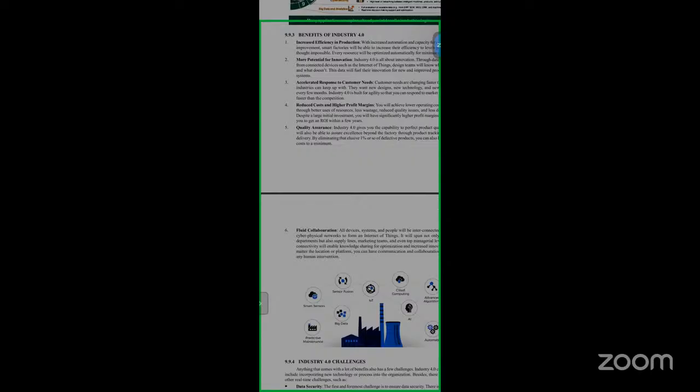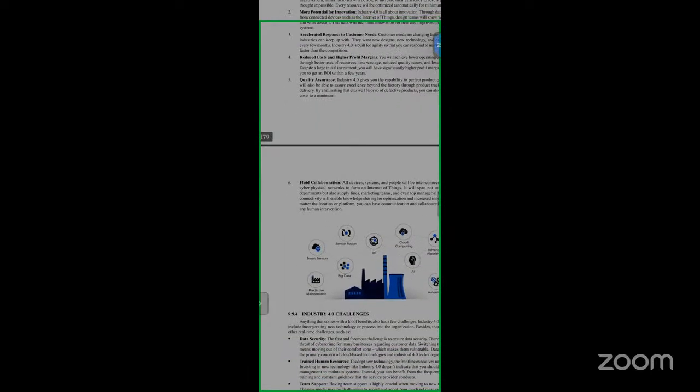And the benefits of Industry 4.0, here we have increased efficiency in production, more potential for innovation, accelerated response to customer needs, reduced cost and higher profit margin, quality assurance, and fluid collaboration.